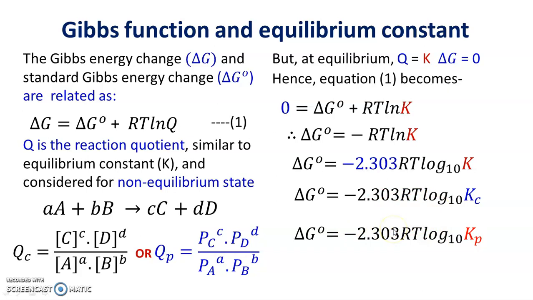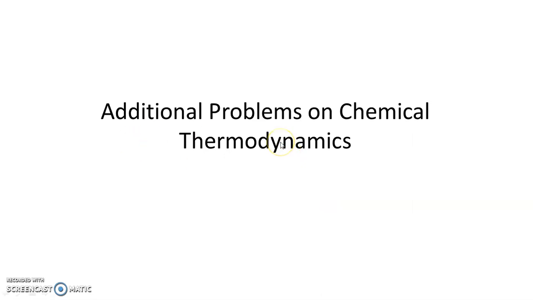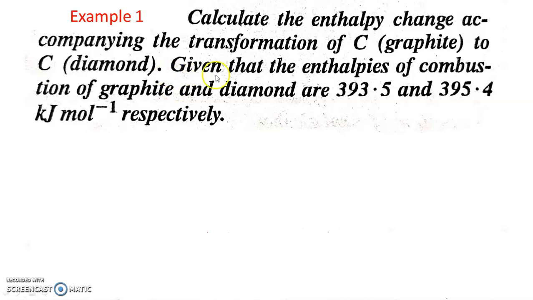So this is about the Gibbs function and equilibrium constant, the relation between Gibbs function and equilibrium constant. And here we completed the chapter, that is chemical thermodynamics. I will solve the additional problems on chemical thermodynamics. First of all, the example or problem on the Hess's law of constant heat summation. Already we solved some problems, but additionally we'll solve problems on this chemical thermodynamics.